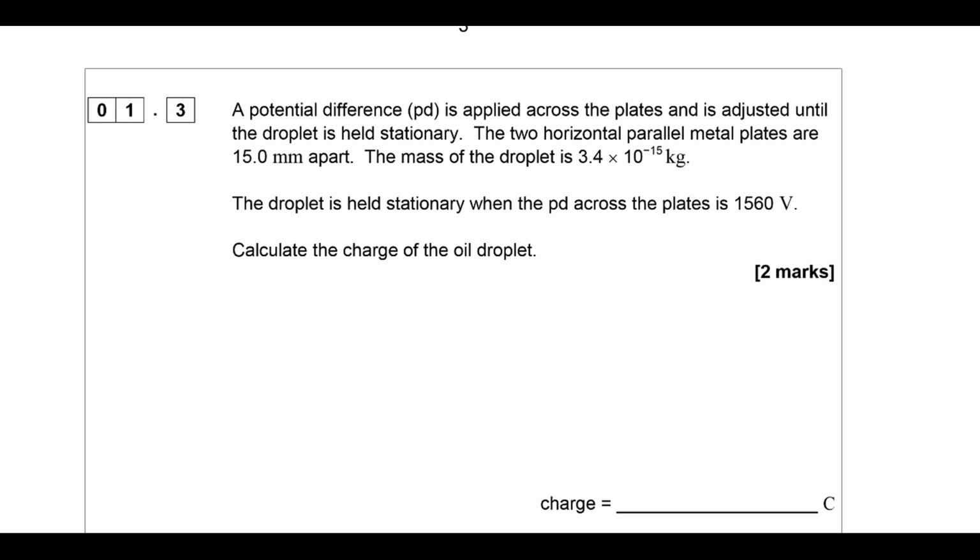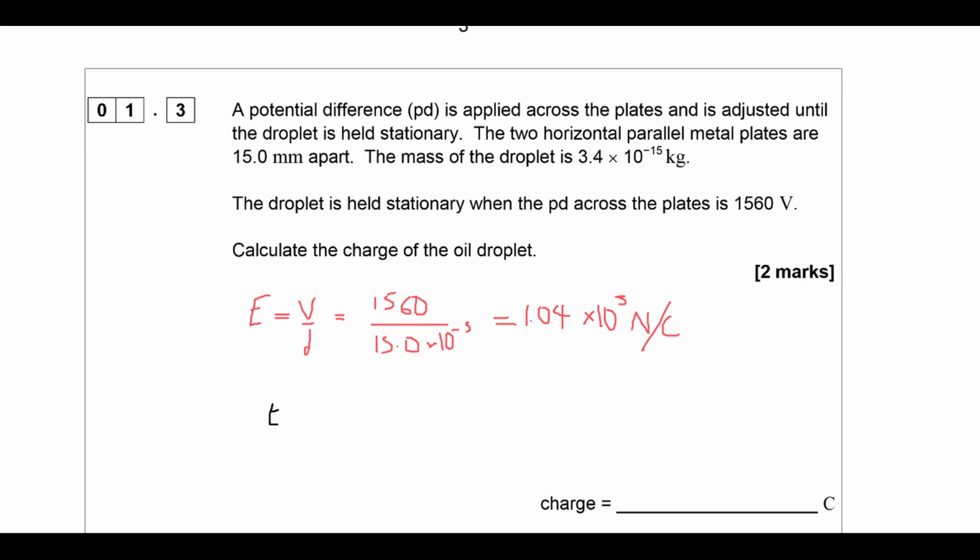So let's first calculate the field strength of our plates. We're going to do that using V over d because it's a uniform electric field. So we've got a potential difference of 1560 over a separation of 15.0. That's in millimeters though, so we need to convert that. Having done so, let's get a calculator and work out what that is. 1560 divided by 15 times 10 to the minus 3 gives our answer, which is 1.04 times 10 to the 5 newtons per coulomb. That's your field strength.